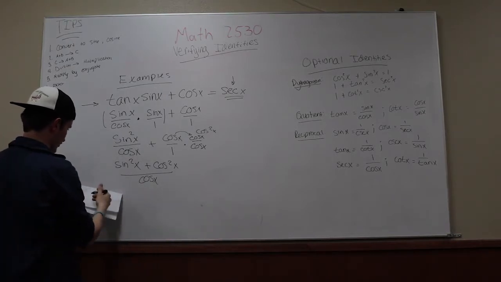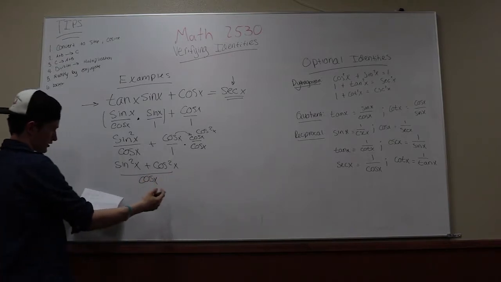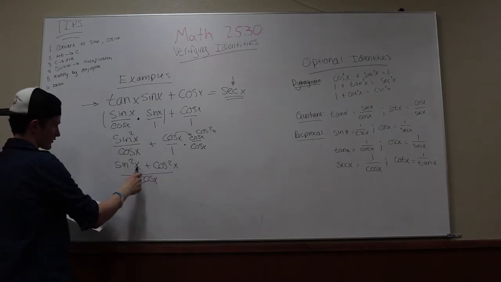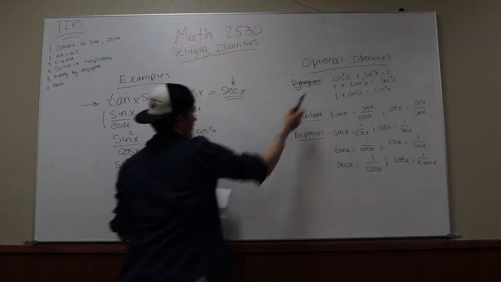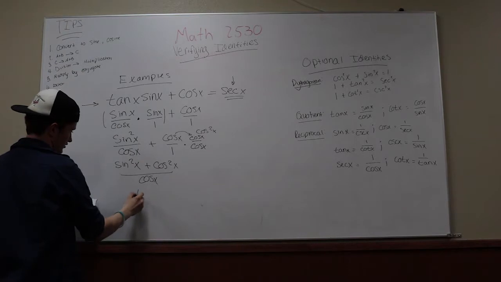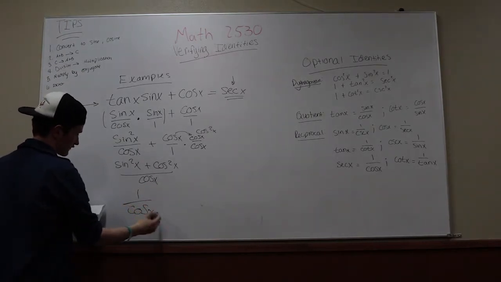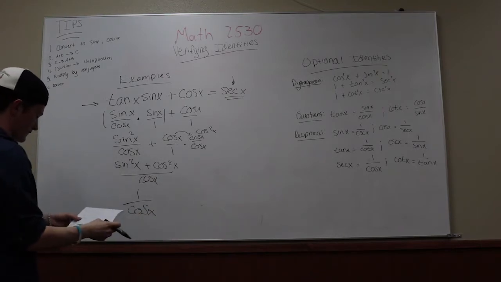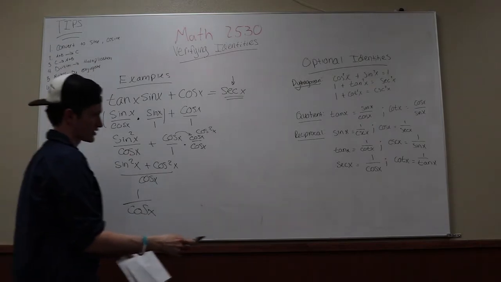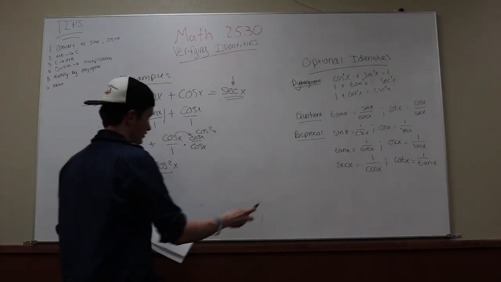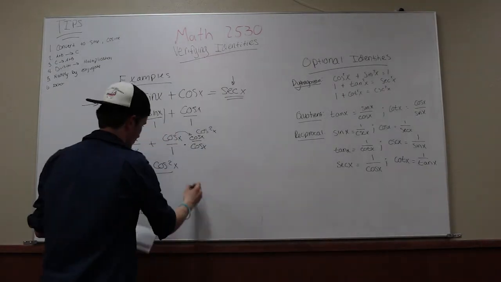Next, we're just going to convert the top here, and as you can see, this is sine squared x plus cosine squared x, and that's a Pythagorean identity. That's the first one right here, and so that's just all equal to 1. So that's just going to turn into 1, and then we're going to keep our denominator. So it's going to be cosine of x. And if we take a look at our reciprocal identity, 1 over cosine of x is equal to secant of x.